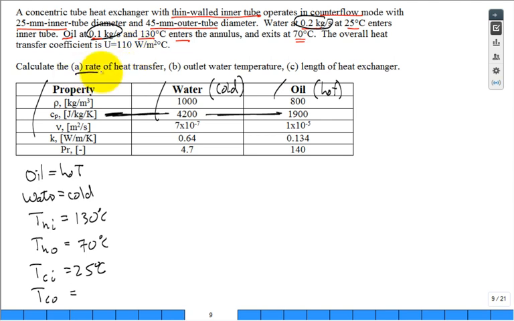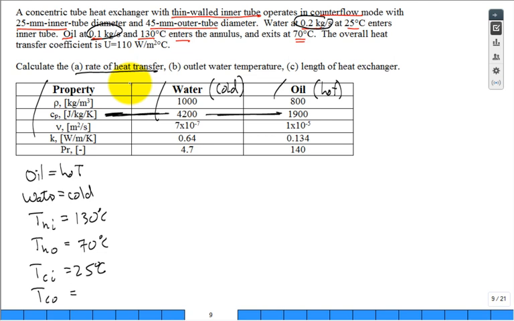Calculate the rate of heat transfer in this heat exchanger. What is my appropriate symbol that I'm looking to solve for part A? Q. What would be the anticipated units for my answer for part A? Watts or kilowatts. How would I solve for it? You can think of energy balance from the hot, energy balance from the cold, or the rate equation.